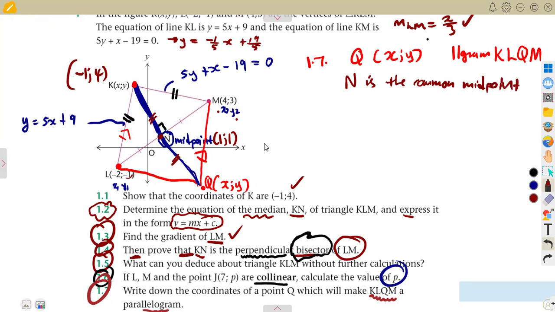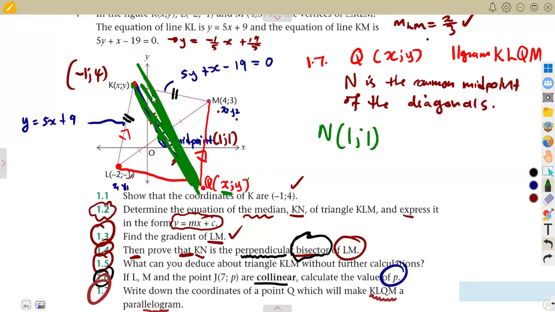It is going to be the common midpoint of the given diagonals. So what am I trying to say? If N is the midpoint of the given diagonals, and remember N is given as (1, 1), it means we can use the midpoint concept to calculate the point Q, because this line from K to Q is a diagonal which passes through the point N, the common midpoint of the diagonals.